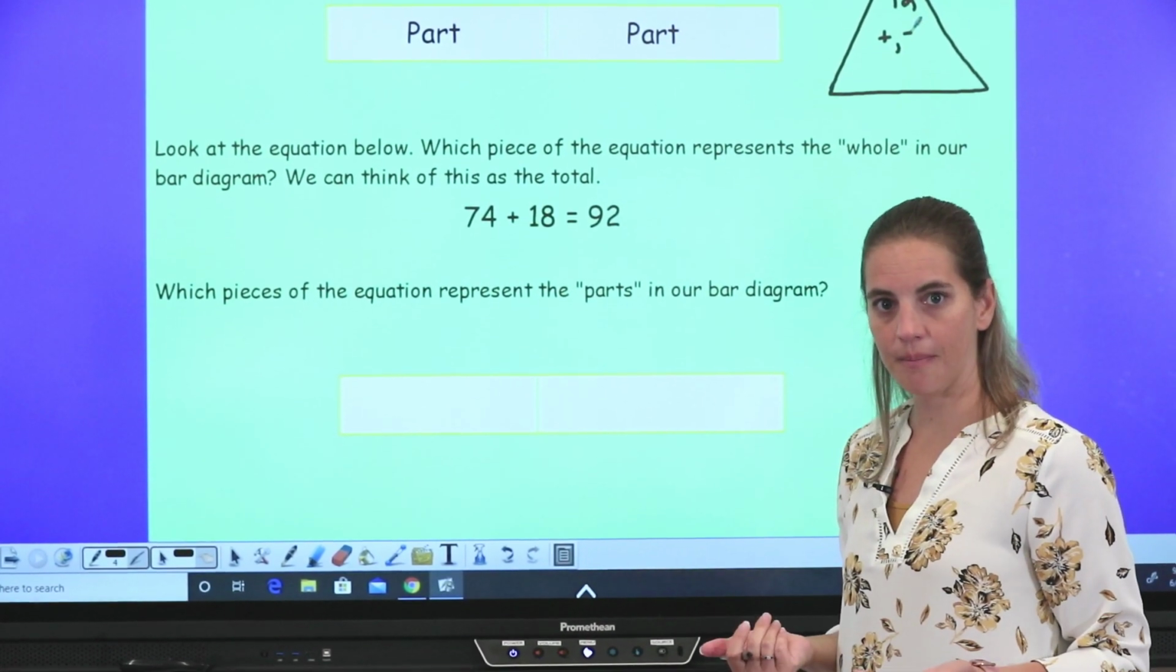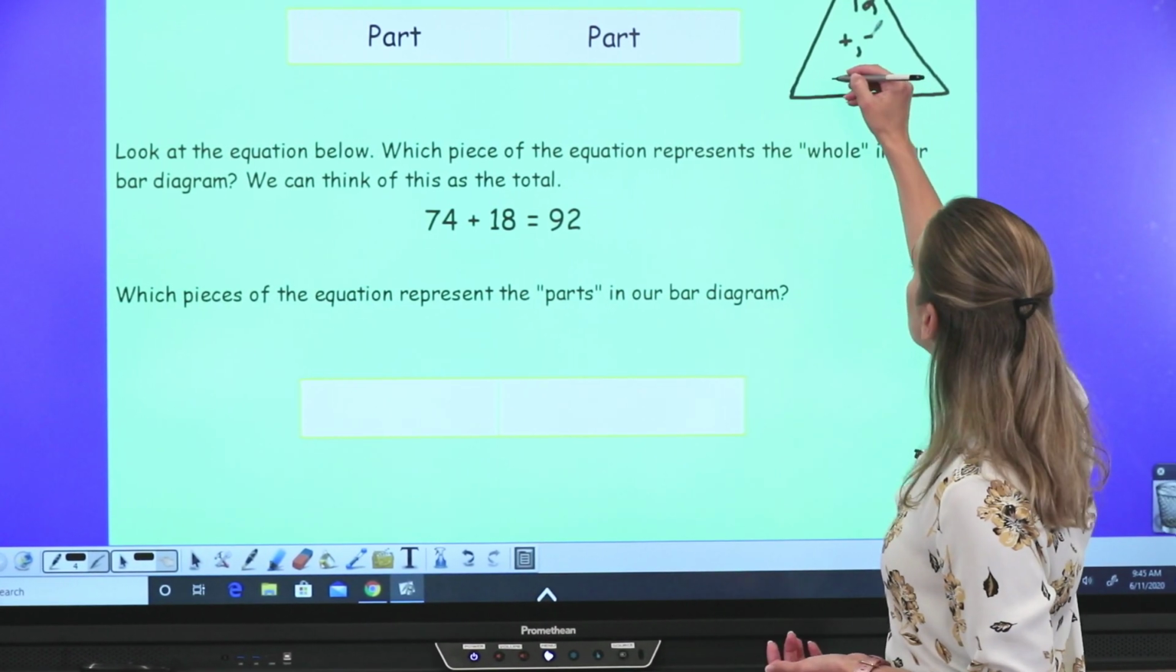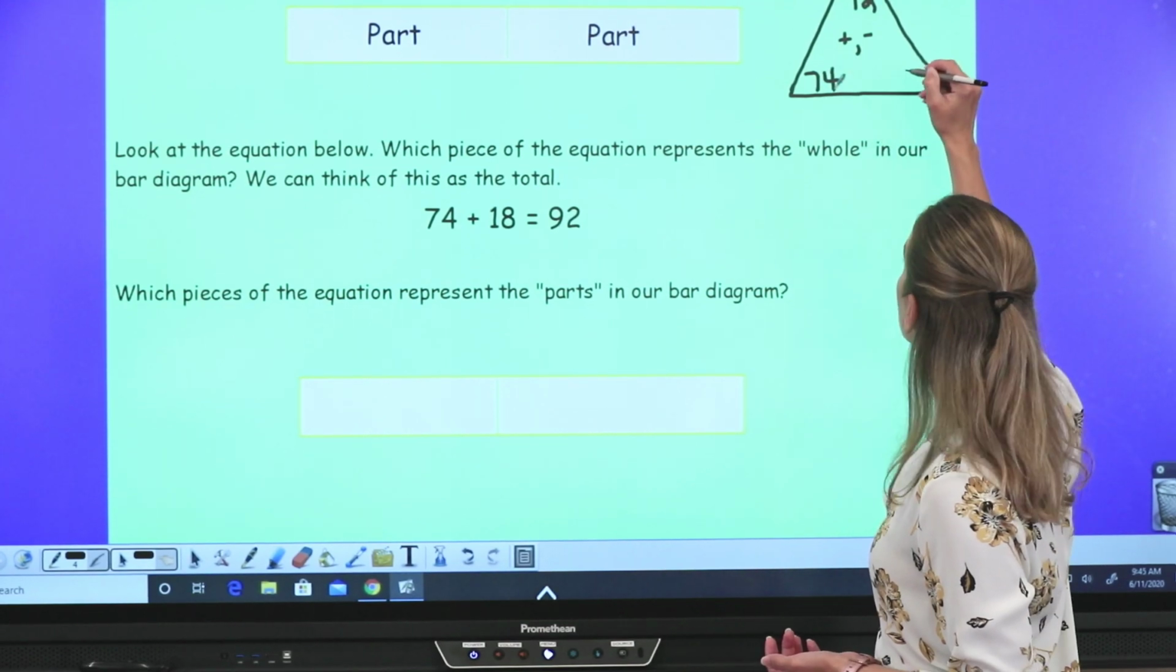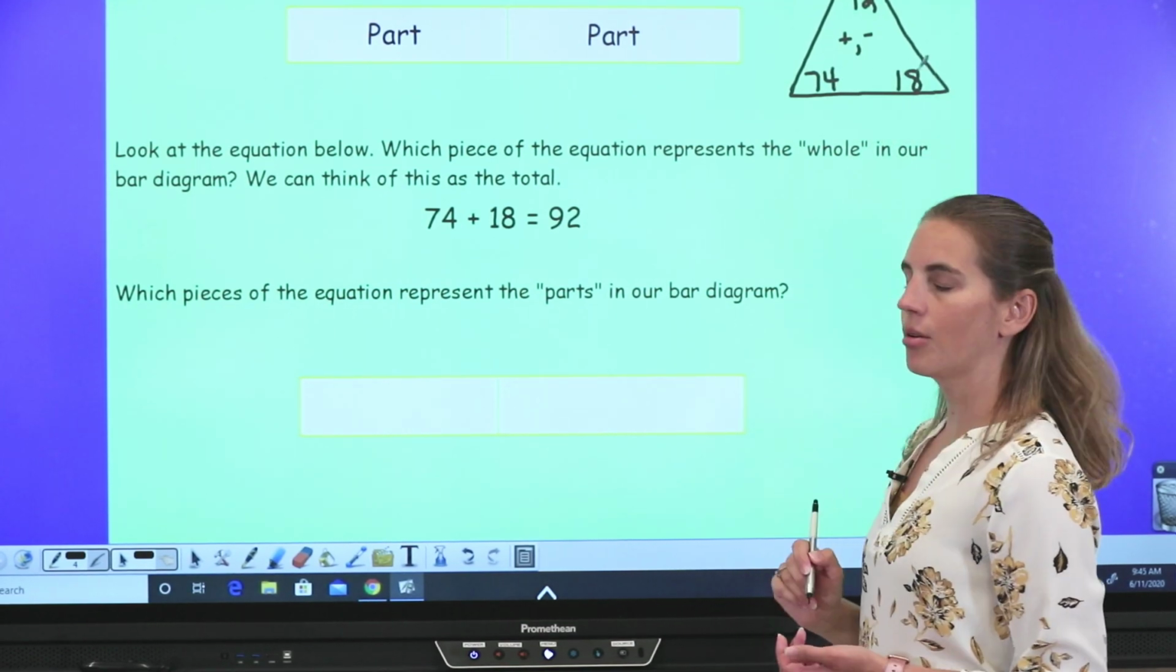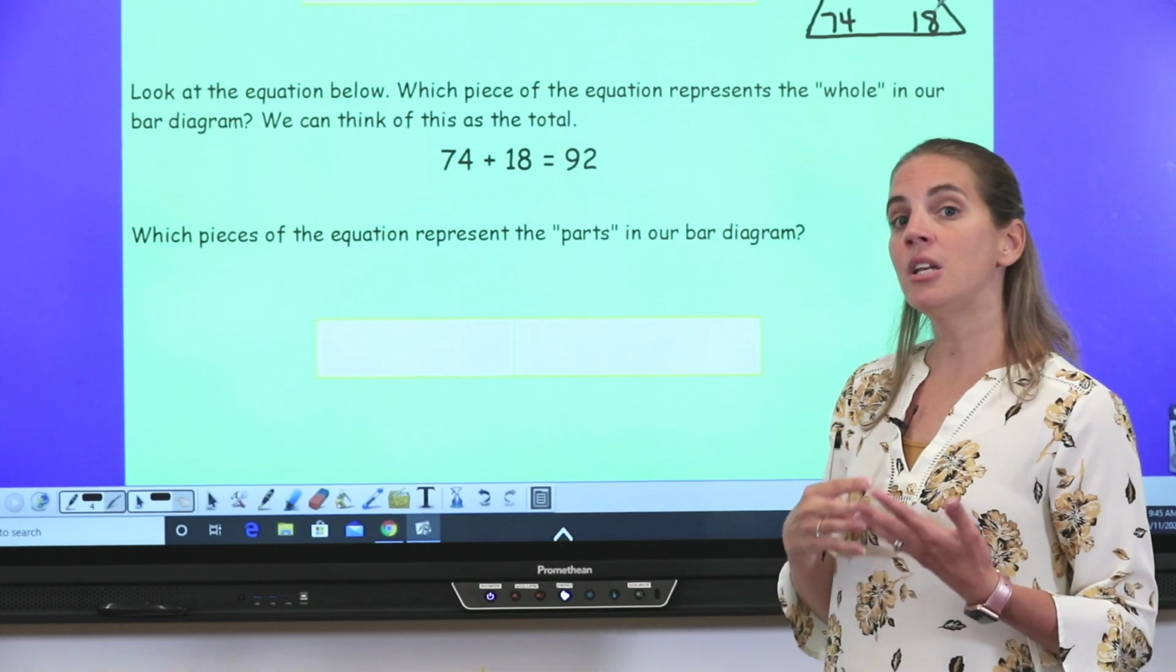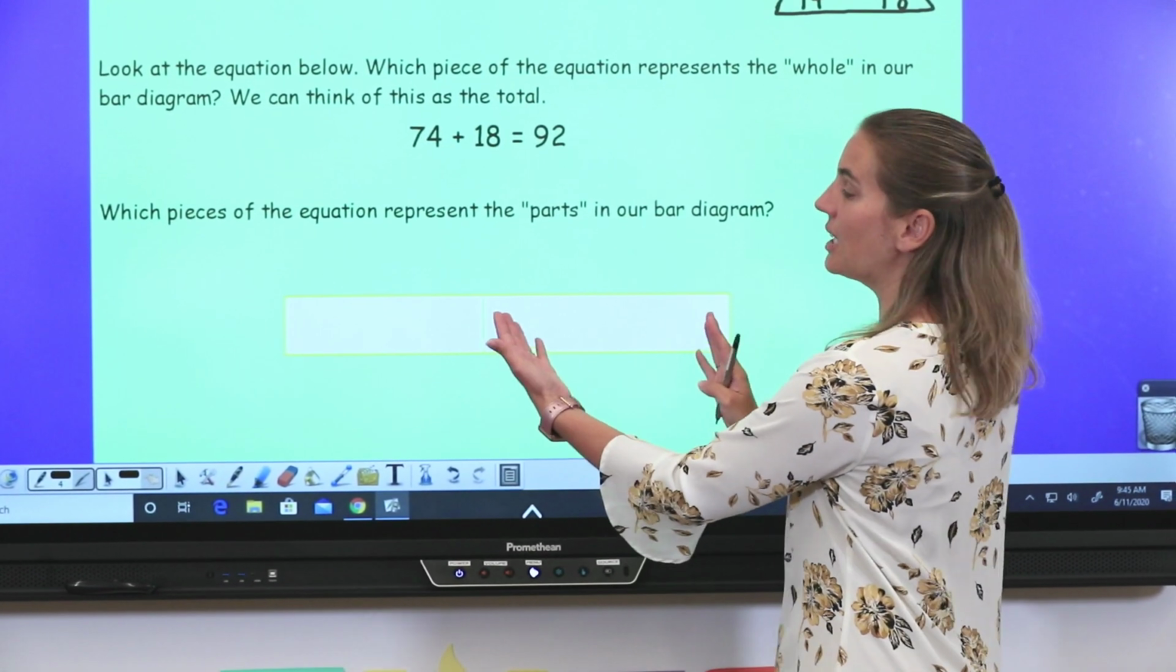Where would we put that? Perfect, we would put them right down here. Now remember, order doesn't matter just yet, not in this equation. Okay, so let's take what we know about that fact family triangle and let's put it here.